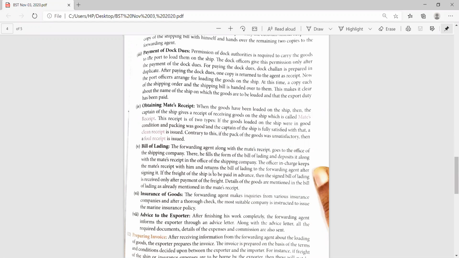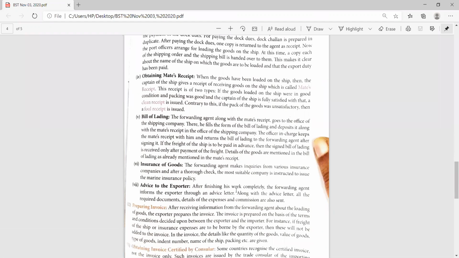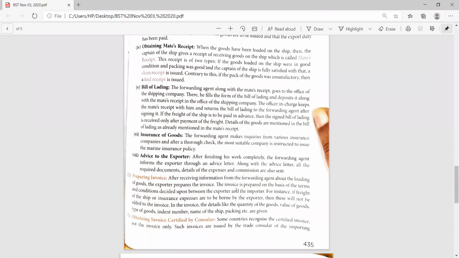If the freight of the ship is to be paid in advance, then the signed bill of lading is received only after the payment of freight. Details of the goods are mentioned in the bill of lading, as already mentioned in the mate slip. Insurance of goods. The forwarding agent makes inquiries from various insurance companies and, after a thorough check, the most suitable company is instructed: the marine insurance company.